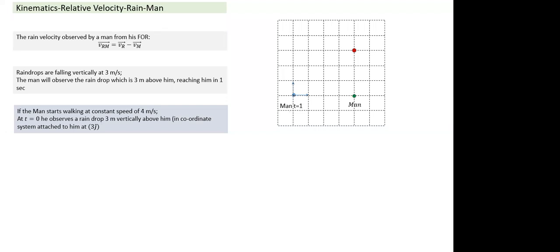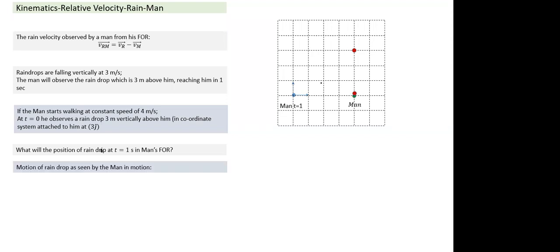So at t equals 1 second, where would he see the raindrop falling? The raindrop will fall at the same point. So he will notice the position of the raindrop at t equals 1 second. In the man's frame of reference, this is where the raindrop will be. So what will appear to the man initially? Motion of the raindrop as seen by this man in motion. The man is moving towards the left. Initially at t equals 0, the raindrop would have appeared here, and at t equals 1 second, the drop will appear here.